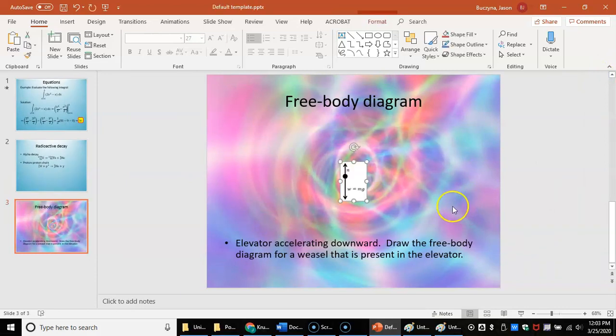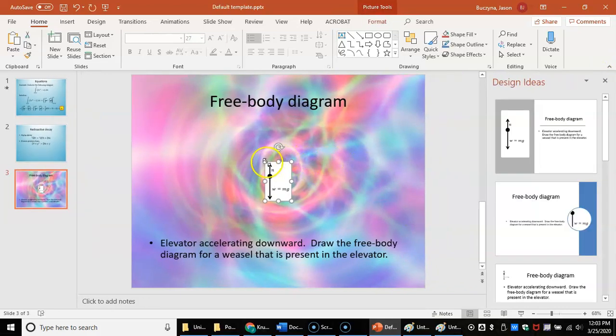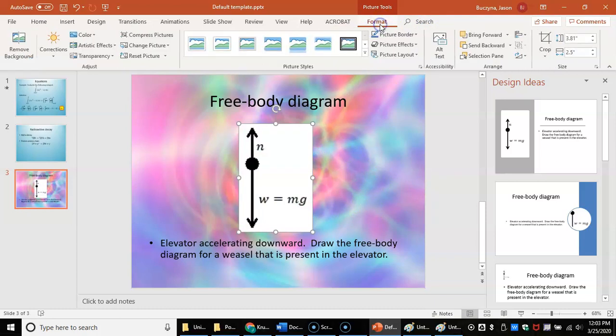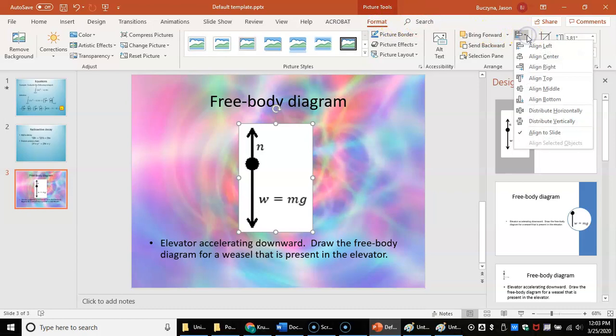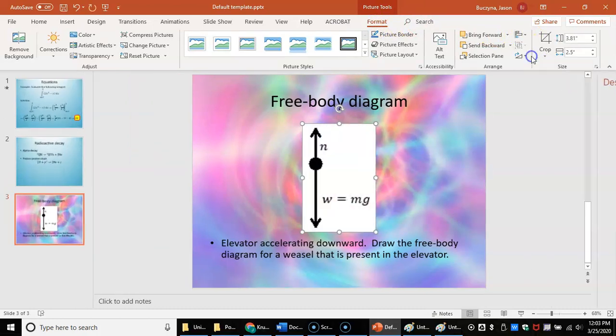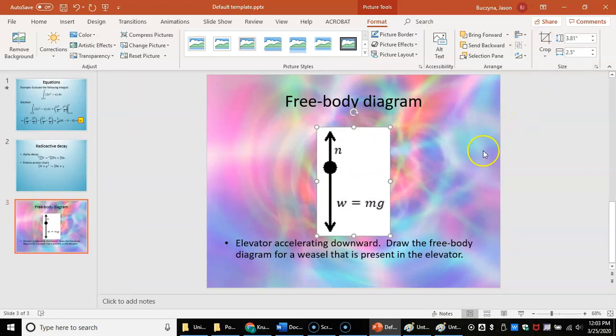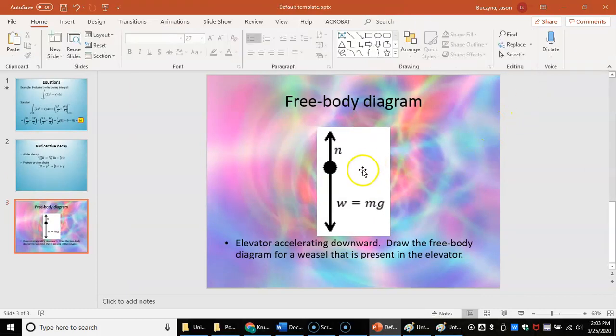And now I paste my free body diagram here. Oh no, I have this white background on here that uglifies the rest of my background. First I want to center this though, so Format, and click over here, Align Center horizontally. If I want to align center vertically, I can do that as well. But I don't like this white background here, so there's a way of getting rid of that too.